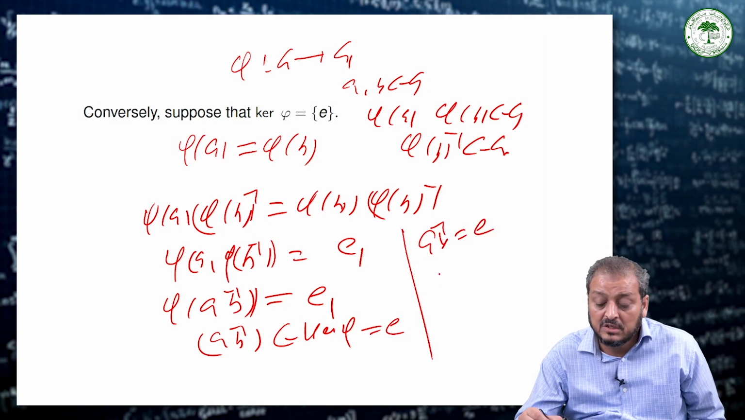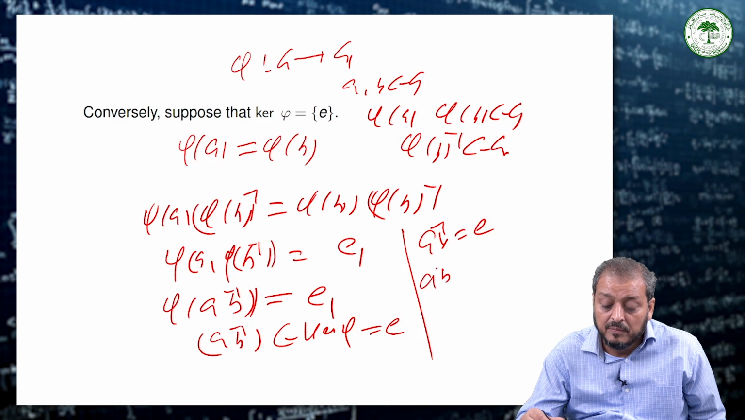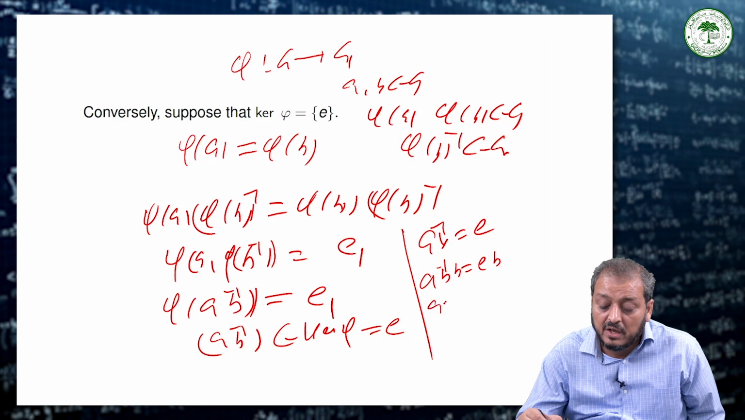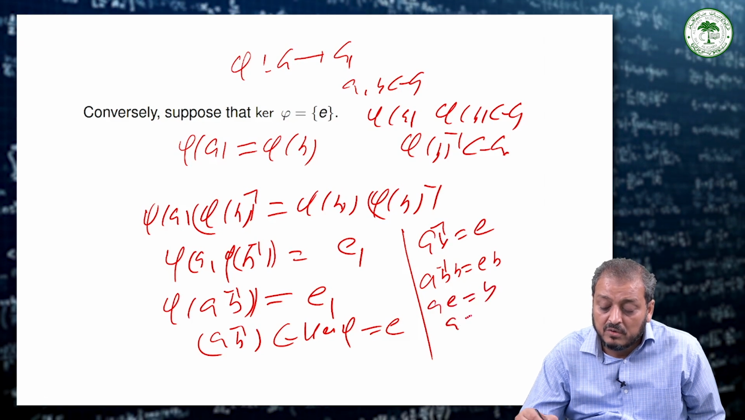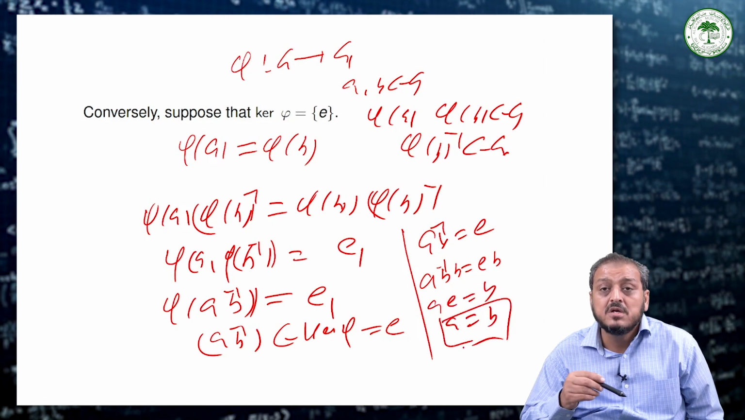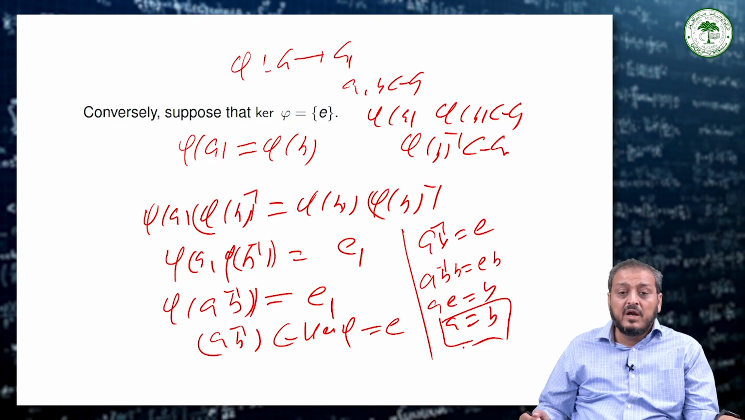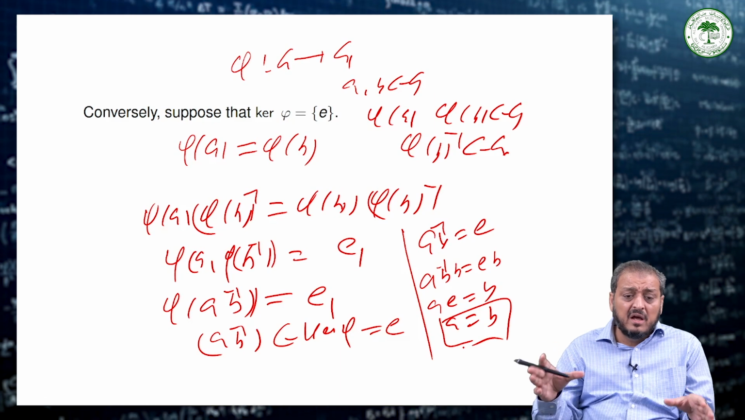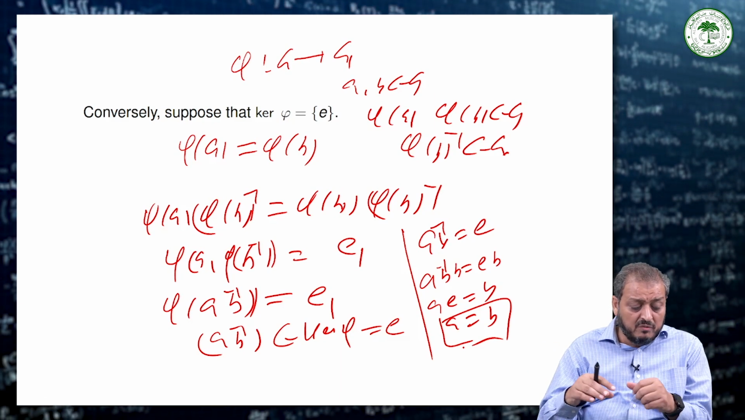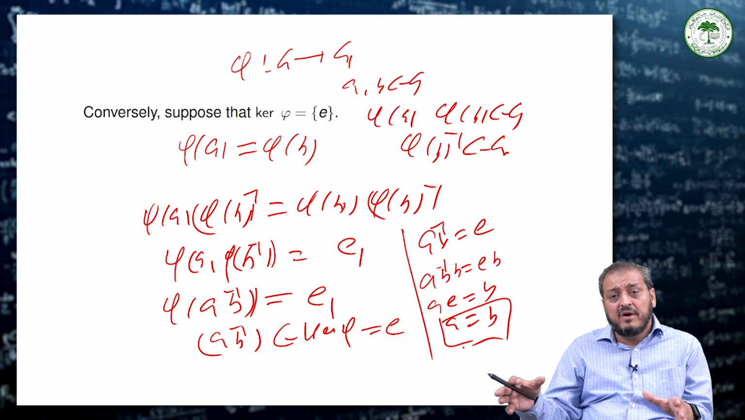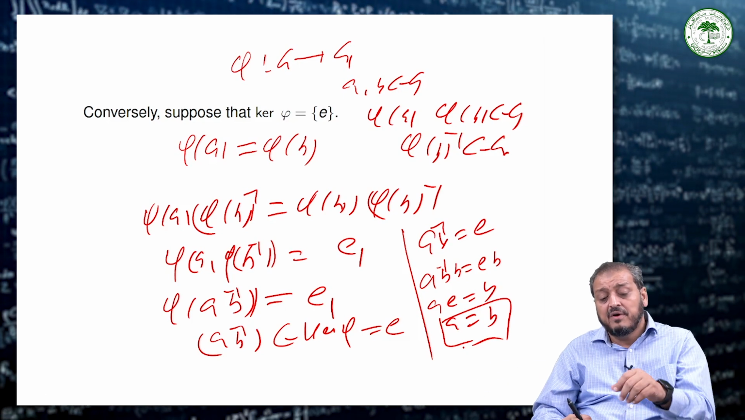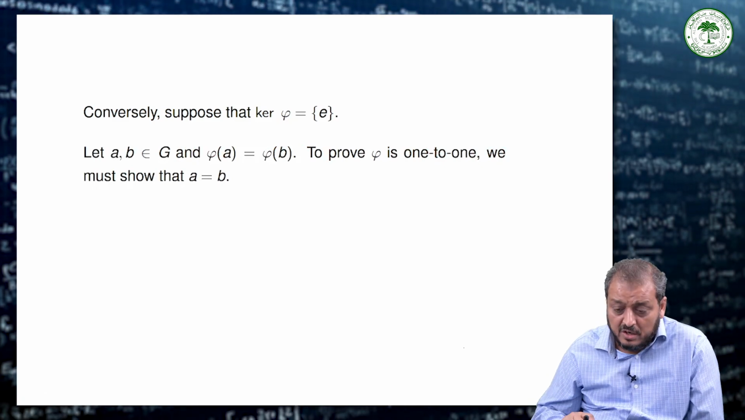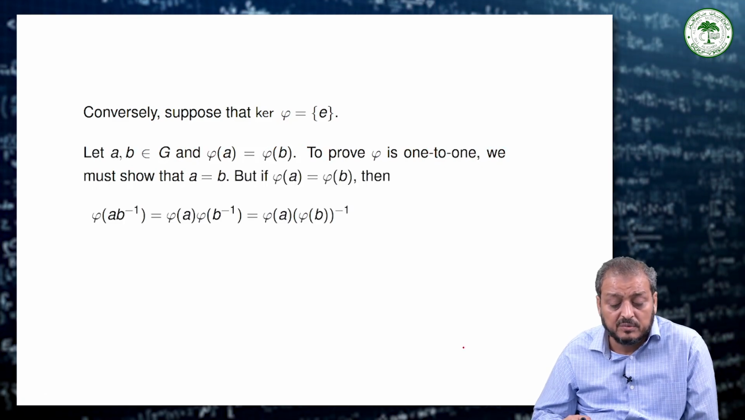If A B inverse is equal to the identity, then A B inverse B is equal to E times B, and then A times the identity is equal to B, so A is equal to B. So we have proved that if the kernel of phi is equal to the identity, then phi is one-one, and similarly if phi is one-one, then the kernel of phi is equal to the identity. I already explained this in this form.